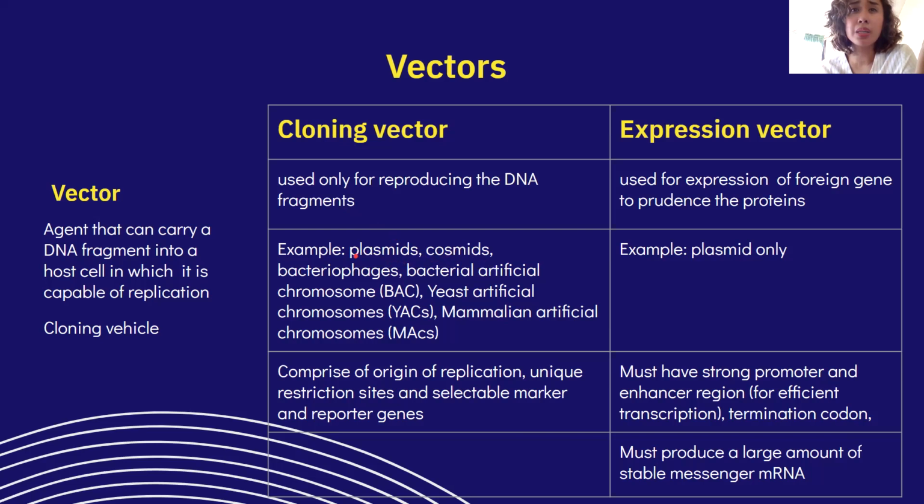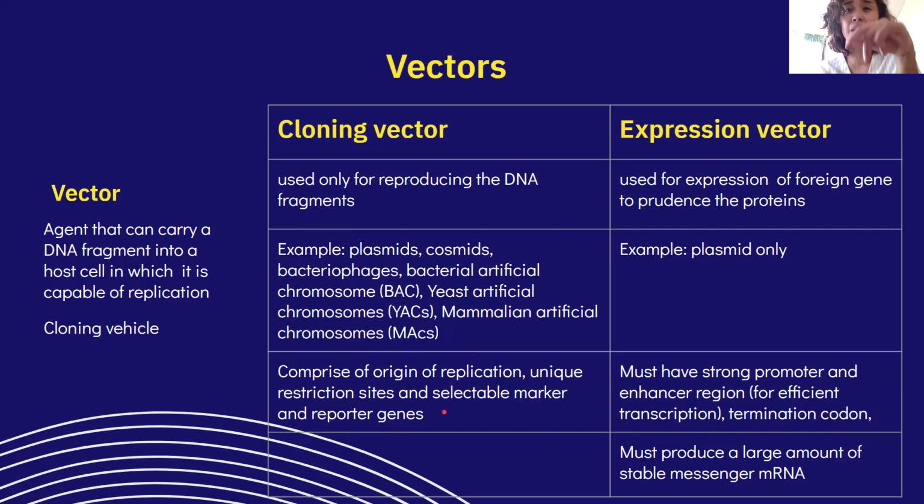So plasmid, cosmid, bacteriophages, yung BAC, bacterial artificial chromosome, YAC, yeast artificial chromosome, and mammalian artificial chromosome. So hanggang BAC and YAC lang yung discuss ko, hindi na yung MAC. So ang specialty nila, they could clone, they could multiply quickly. So they should have an origin of replication for them to have the ability to replicate. Dapat may mga restriction site, syempre, na pwedeng gupitin at i-edit.